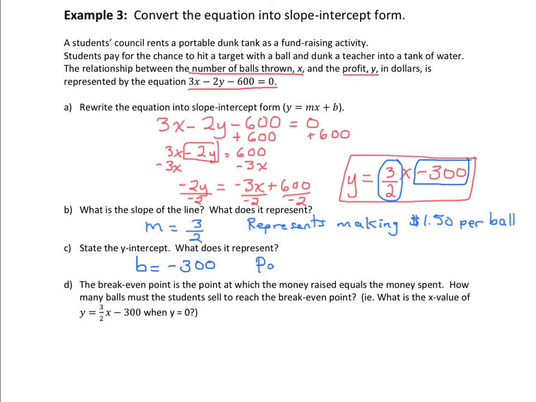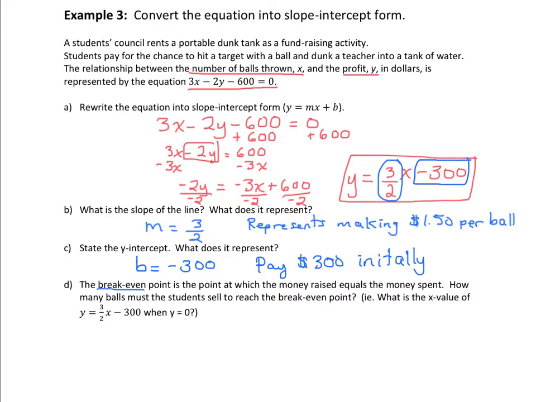So they had to pay $300 initially for the tank. Once they've made $300, they would be breaking even, and then after that, they would be making money. The break-even point is the point at which the money raised equals the money spent. How many balls must the students sell to reach the break-even point? That is, what is the value of x when y is equal to 0?